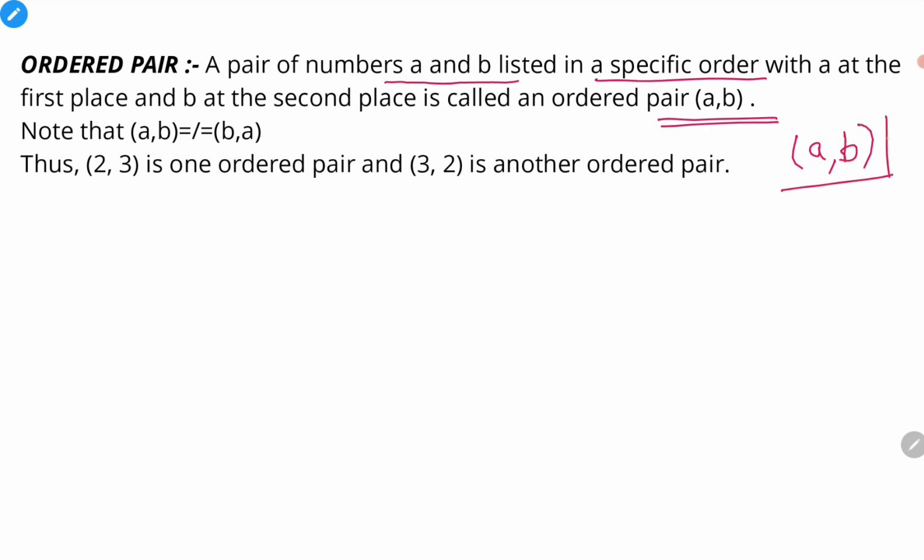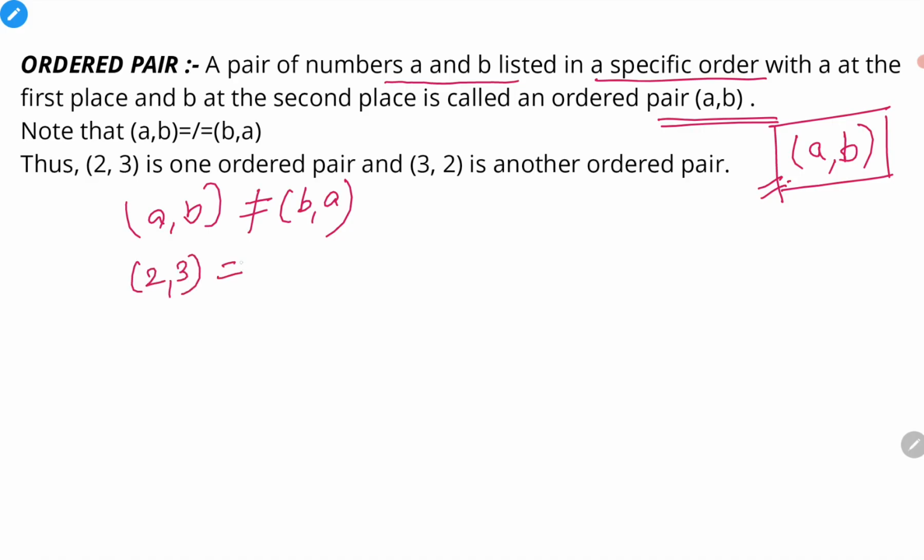This is called an ordered pair, and this ordered pair can't be reversed. A comma B is not equal to B comma A. That means if two numbers are written 2 comma 3, this will not be equal to 3 comma 2. This is a different ordered pair, and this is different. This is a different specific ordered pair.